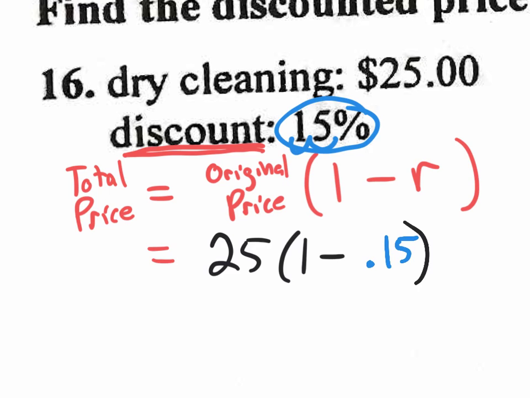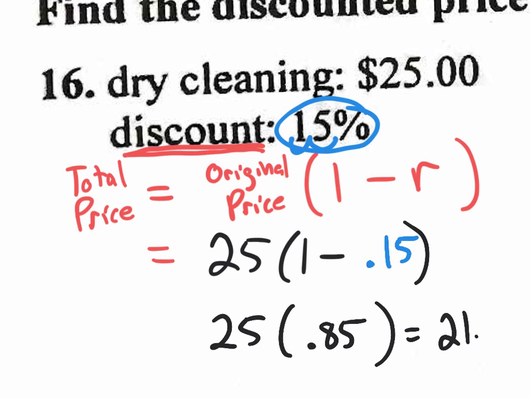So what you're going to do on the calculator is simply this. 25 times, you could type it out 1 minus 0.15, or you could in your head say $1 minus 15 cents, that's 85 cents, right? So you could do that in your head and then multiply it. And when I go 25 times 0.85, I get 21.25. So if you go to a dry cleaning store and you have an original amount of $25 charge, and they give you a student discount of 15% off, instead of $25, you're going to be paying $21.25.